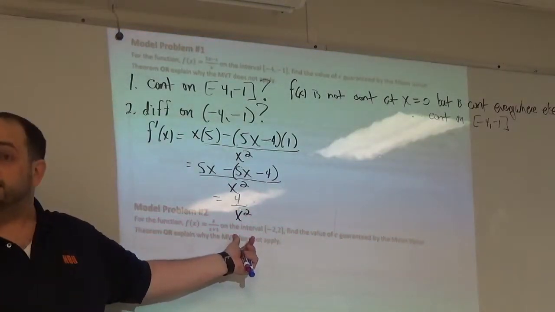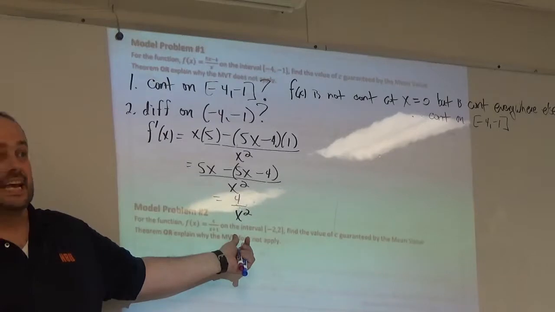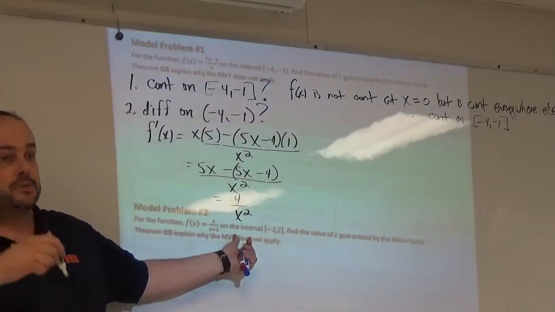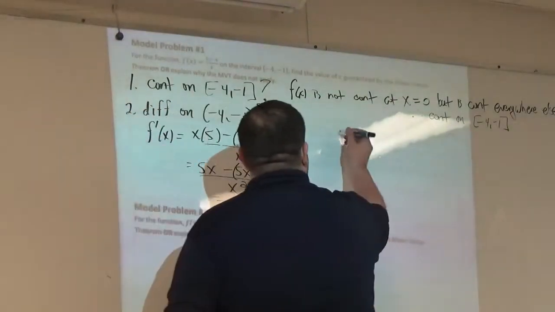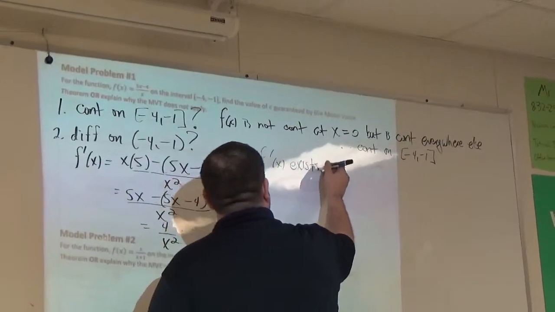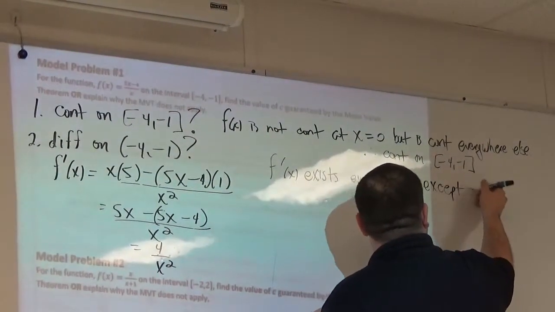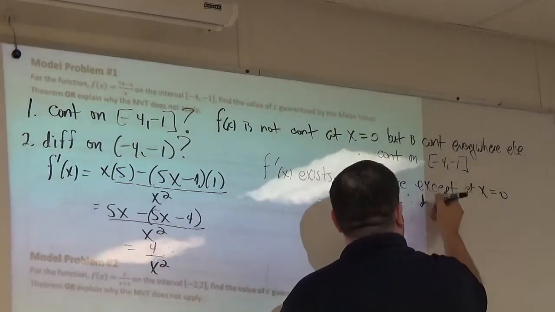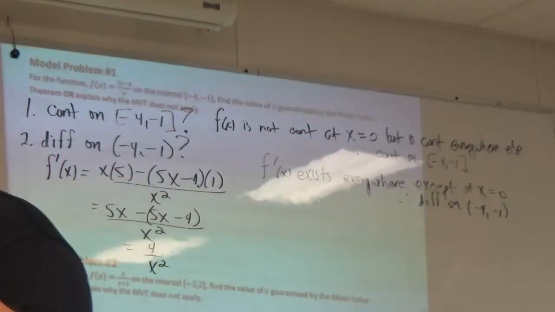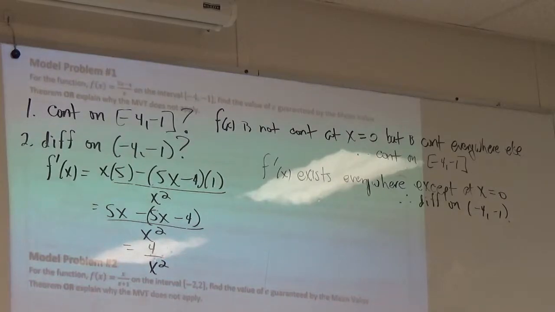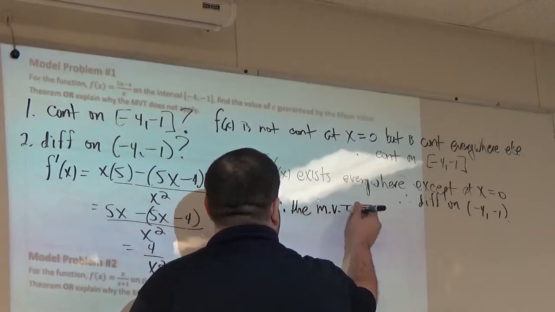How many guys get to 4 over x squared? Okay. Does this derivative exist? Yeah. This derivative exists everywhere except at x equals 0. But good news, x equals 0 is not in the interval that I care about. So I could say f prime of x exists everywhere, except at x equals 0. Therefore, differentiable on negative 4, negative 1. We've got a continuous function on the closed interval. We've got a differentiable function on the open interval. Good news, therefore, the MVT applies.